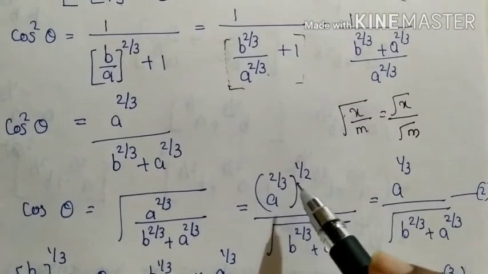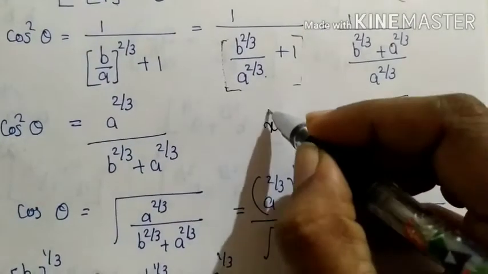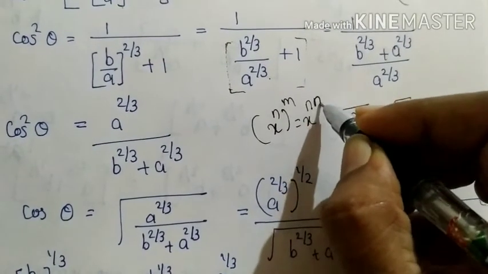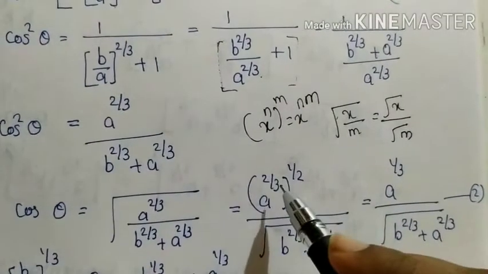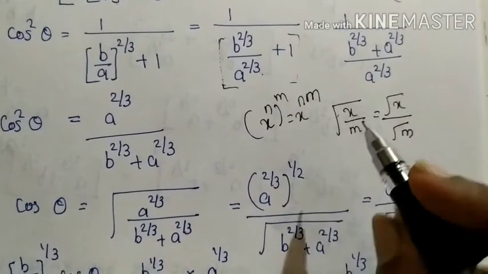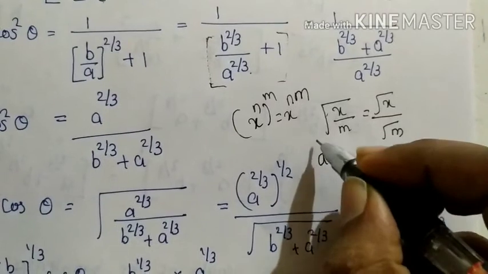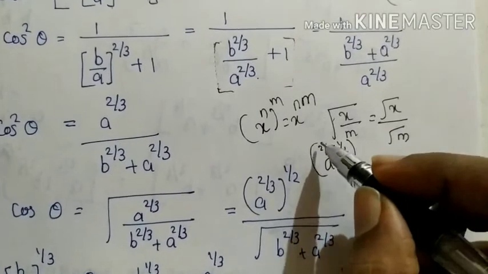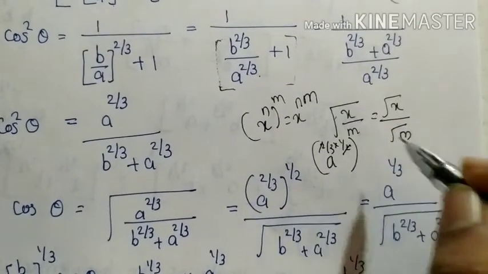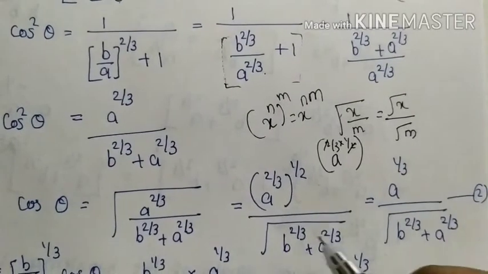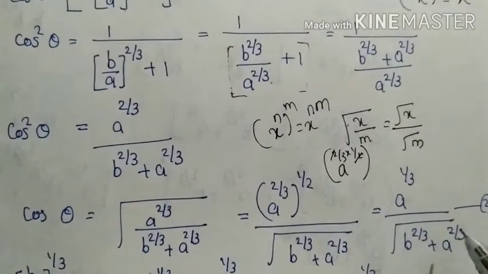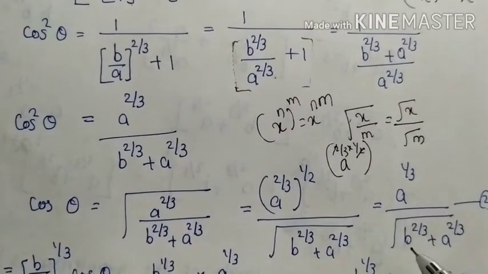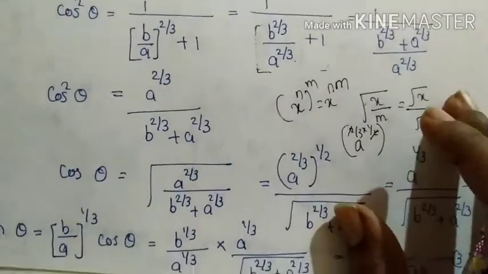So a raised to 2 by 3, again using the law of exponent, (x raised to m) whole raised to n equal to x raised to mn, so a raised to 2 by 3 into 1 by 2. These two will cancel, and here we get a raised to 1 by 3 on the numerator, and the denominator remains the same. So let us name it as equation number 2. Cos theta equal to a raised to 1 by 3 divided by root of (b raised to 2 by 3 plus a raised to 2 by 3).